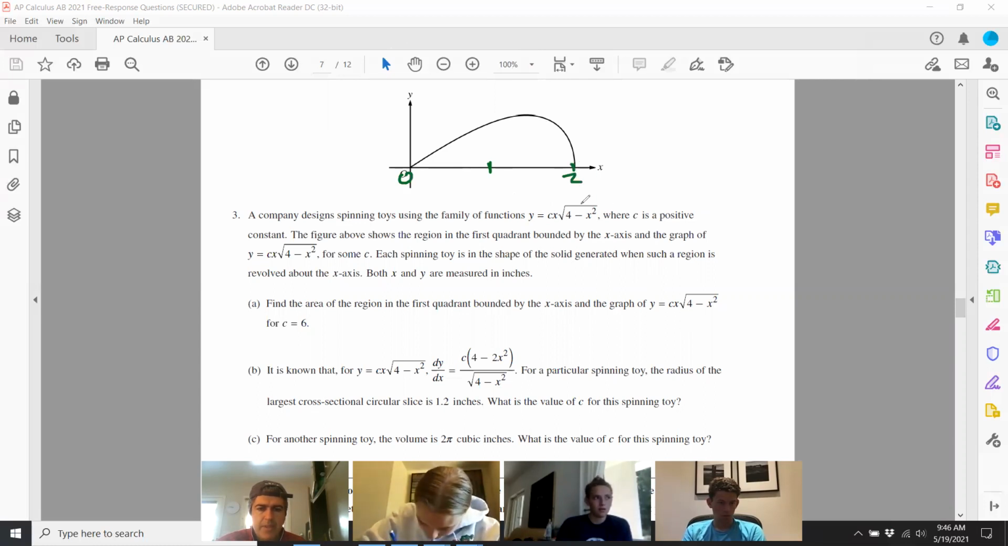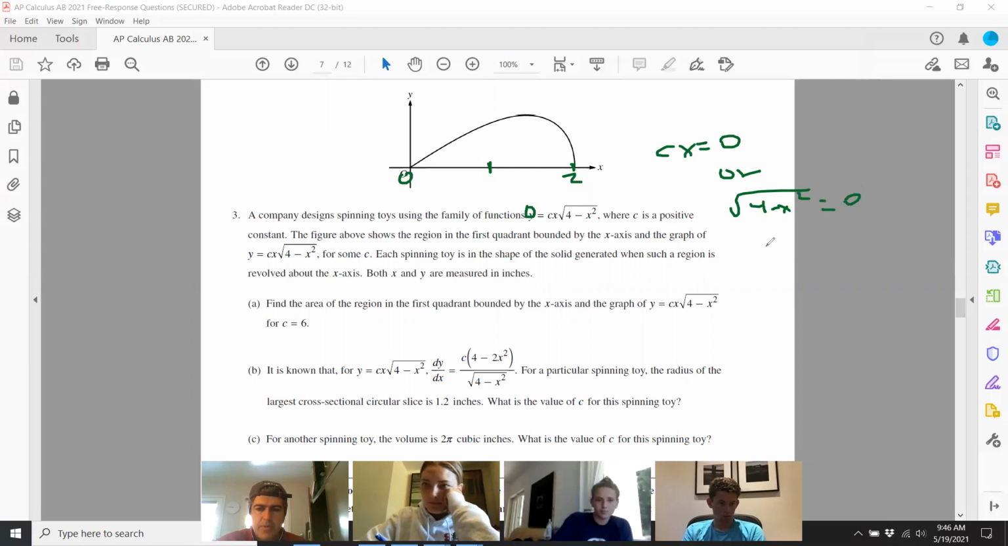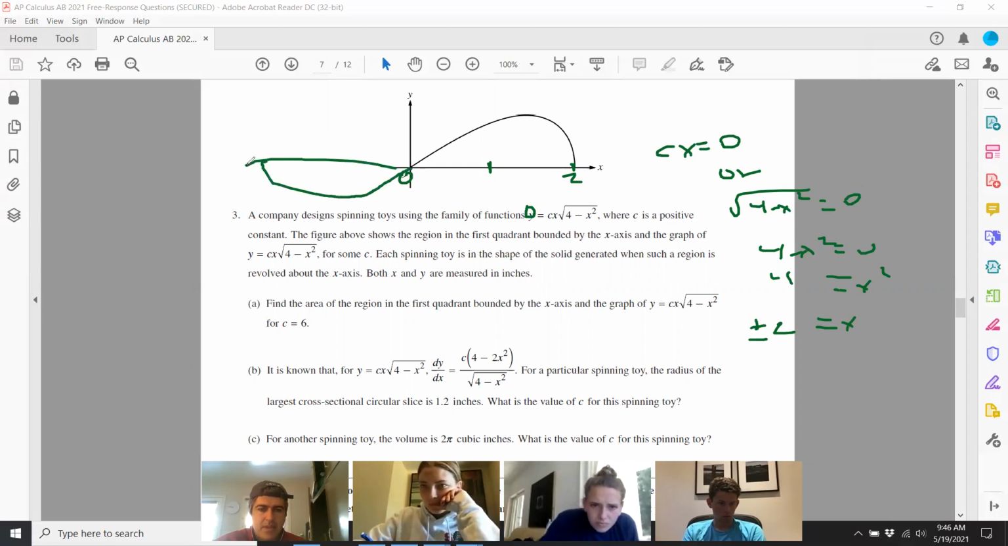The reason why is that if I were to set y equal to 0, obviously cx could equal 0, or root 4 minus x squared could equal 0. If root 4 minus x squared equals 0, then 4 minus x squared is 0. X squared is 4. X is plus or minus 2. So negative 2 would also be another possibility. My guess is the curve does something kind of like this. But I don't care about the left of the y-axis or the other quadrant. So that would be 2. And so I'm guessing that's probably 1.